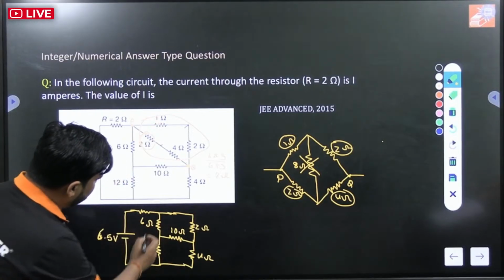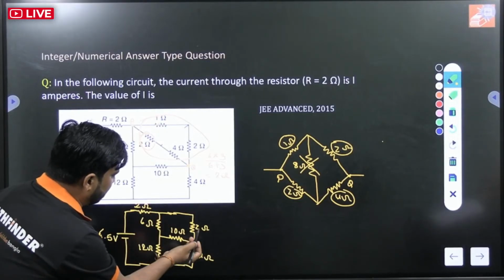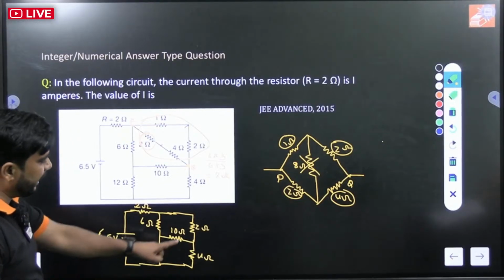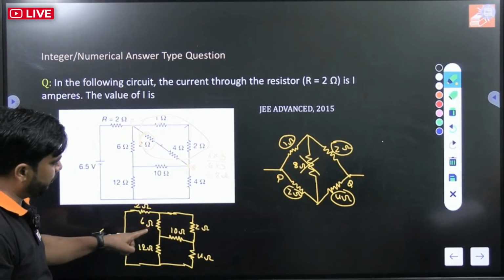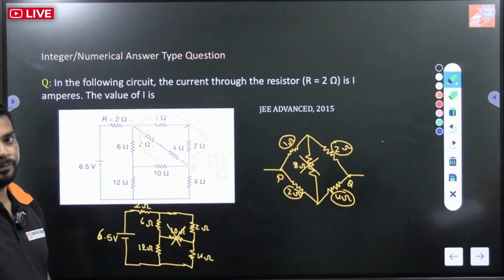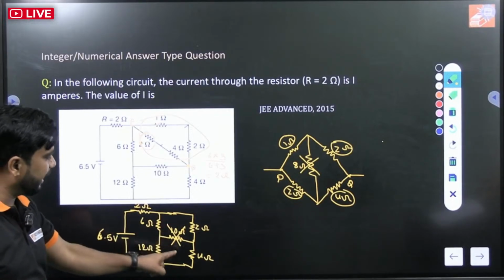2, this one, see this is 2 ohm. See this pattern, 2 divided by 6, 3, 4, 12, 3. Again we are getting 3 common ratio, 3 is to 3. So no current will flow through this 10 ohm resistor. Again it is a balanced Wheatstone bridge, so no current will flow through this 10 ohm resistor.